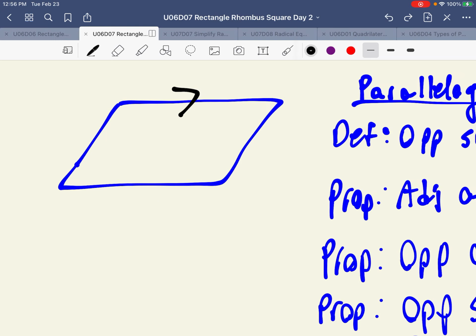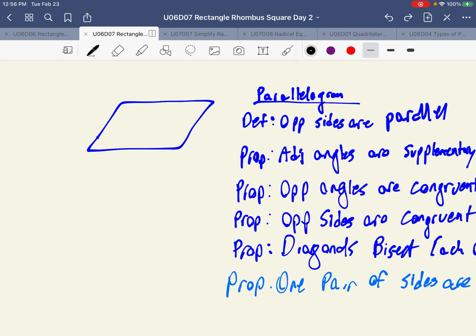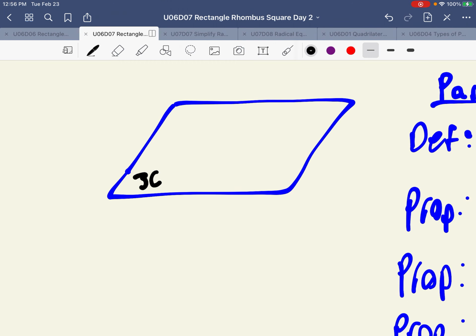So the other properties include that the adjacent angles are all supplementary. So if this is 30, this will be 150. This will be 30. This will be 150. So that is another property of a parallelogram. So if this is true, your shape is a parallelogram.